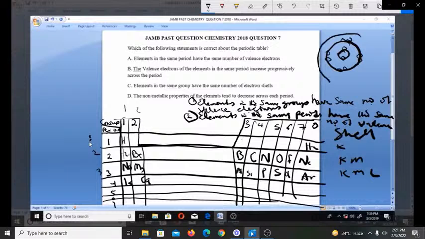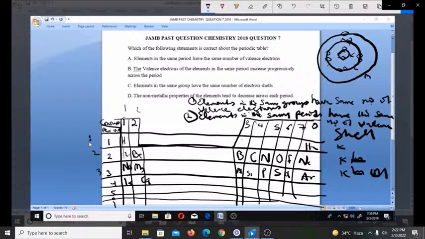And this is the third one. So we have 1, 2, 3. That is K, L, M. So you have L before you have M. K, L, M. So that is how you have this shell. So if you are in the same period, all of them are going to have 1, 2, 3, or only 1, 2. So the valence shell has to be the same.